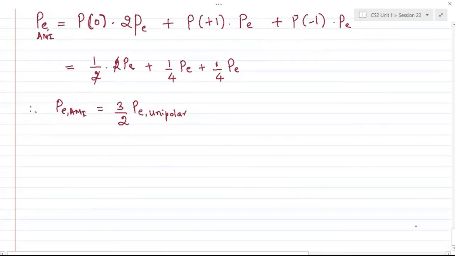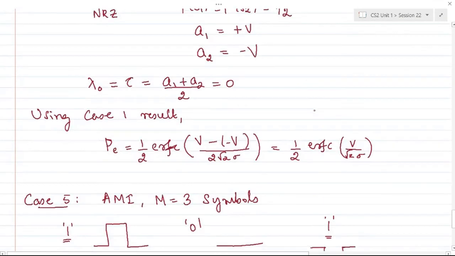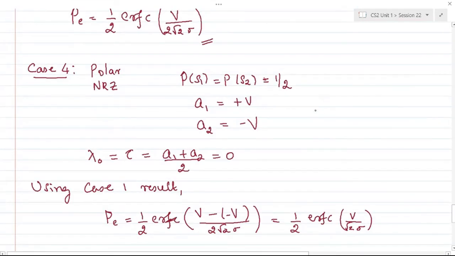Now, if you try to compare the probability of error of polar, unipolar, and AMI, which gives you the highest probability of error? Can you at least compare the case of polar NRZ and unipolar? Polar NRZ will be the least, then unipolar, and then AMI. Yeah, that's correct, because the argument of the complementary error function is less here. Since it is V/2√2 sigma, if it is less, the complementary error function will give you more value, and then the probability of error in the case of unipolar NRZ is greater than the probability of error in the case of polar NRZ.